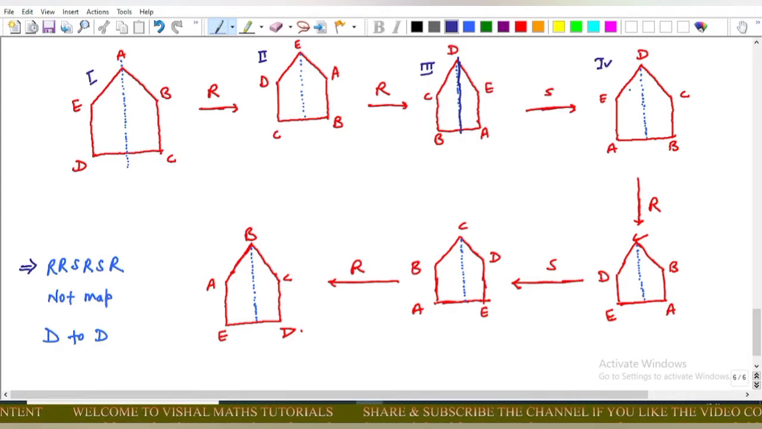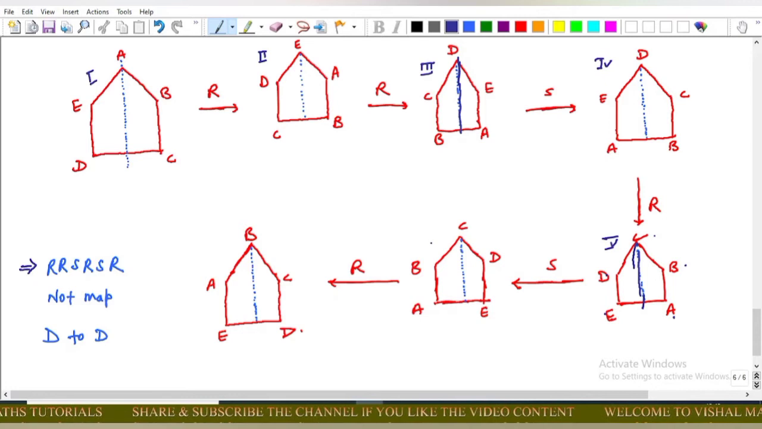Now if we again apply R to the fourth figure, as we know in R, A goes to B and B to C and so on. So A goes to B, and the order is A, B, C, D, and E. Now this is our figure 5. In this figure if we apply S, a reflection about the y-axis, from this line this gives us a reflection, that is D and E are reflected, D and E and B and A.